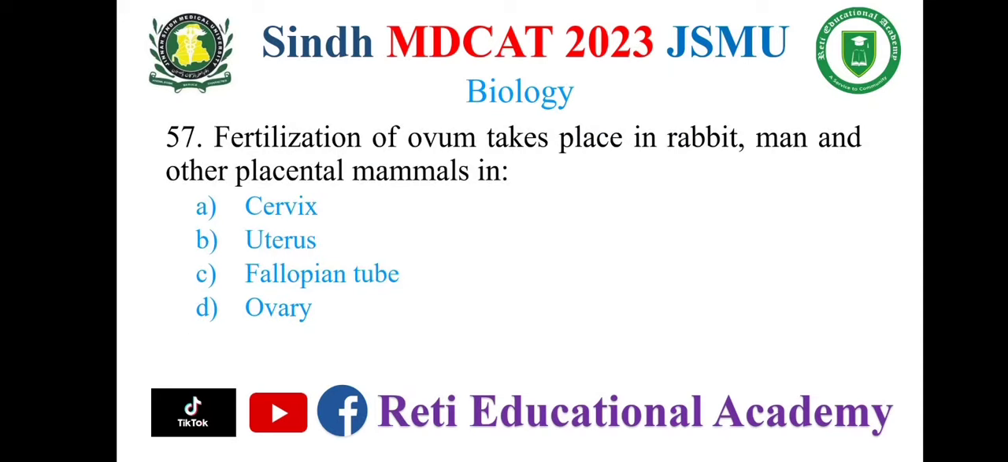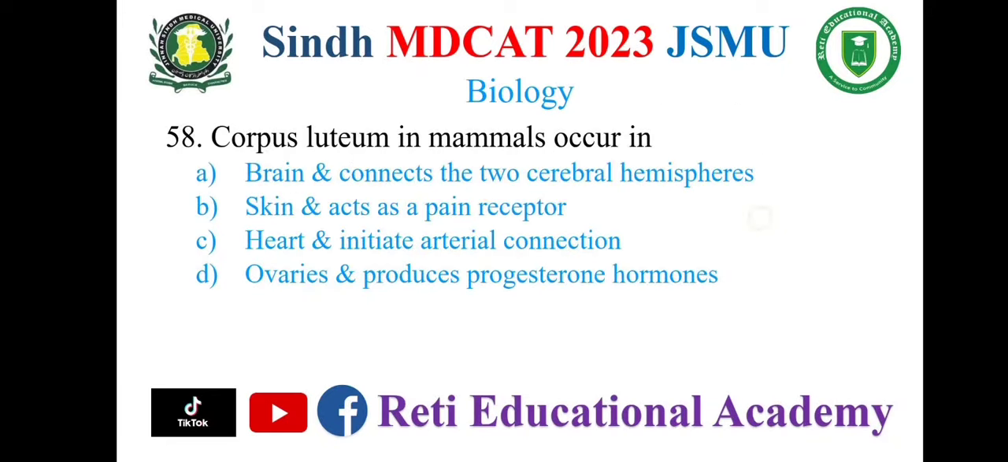Question number 57. Fertilization of ovum takes place in rabbit, man and other placental mammals in A, cervix, B, uterus, C, fallopian tube, D, ovary. And the correct option is C, fallopian tube. Question number 58. Corpus luteum in mammals occurs in A, brain and connects the two cerebral hemispheres, B, skin and acts as a pain receptor, C, heart and initiates arterial connection, D, ovaries and produces progesterone hormones. And the correct option is D.